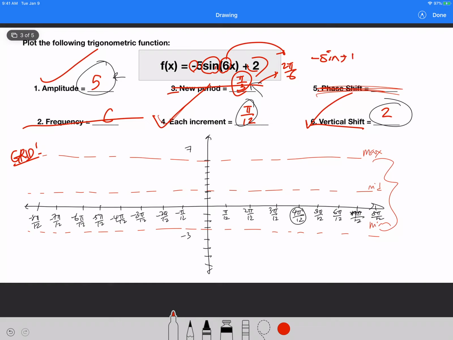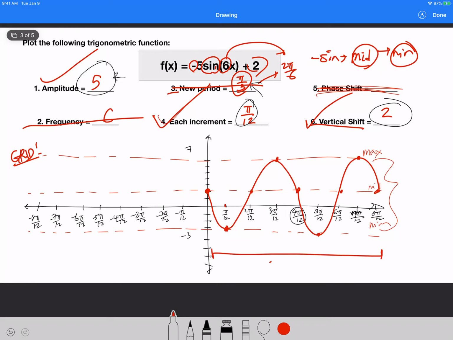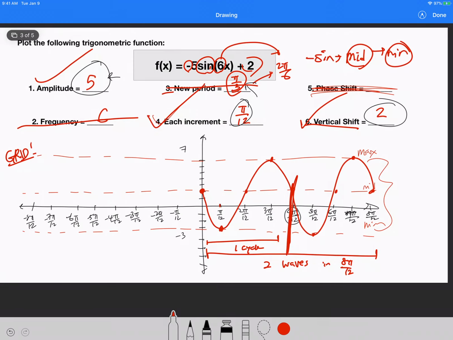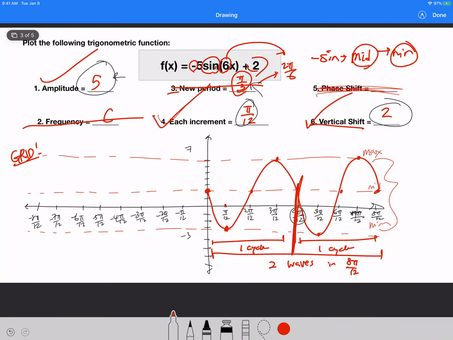Negative sine starts at the middle, and then it goes to the minimum for my second point. So I'm going to go to my middle. Then at the next increment, which is pi over 12, I'm going to go to min, mid, max, mid, min, mid, max, mid. So there's my one wave, there's my second wave. So you see how there's 2 waves in 8 pi over 12, because halfway through, this should be one cycle, and this should be one cycle, which totally makes sense.